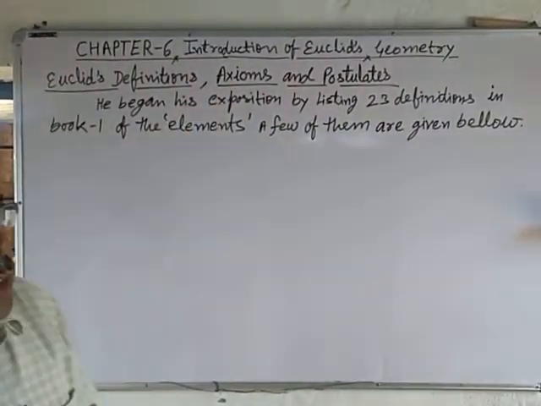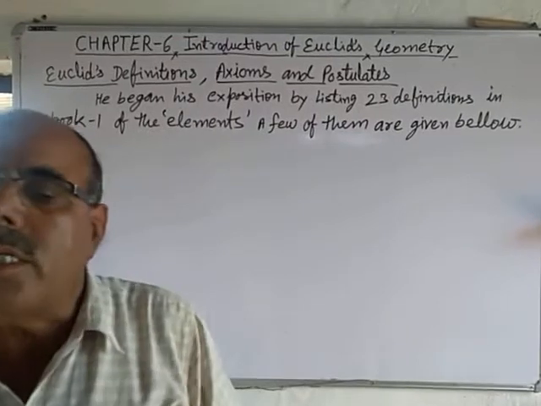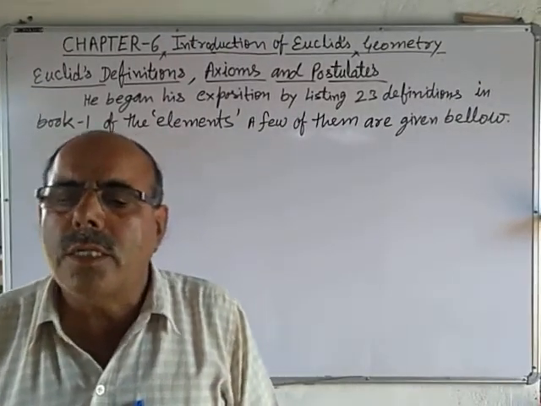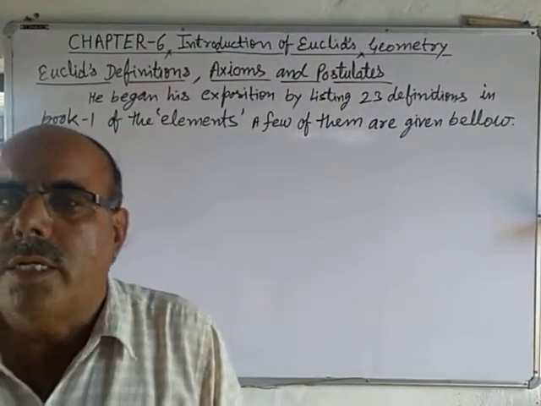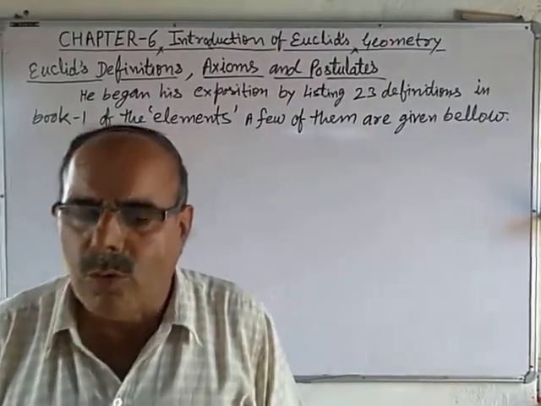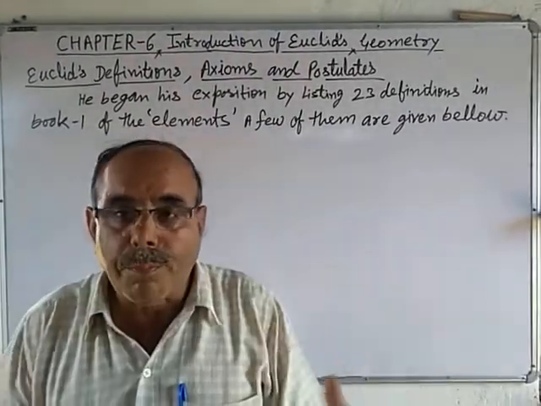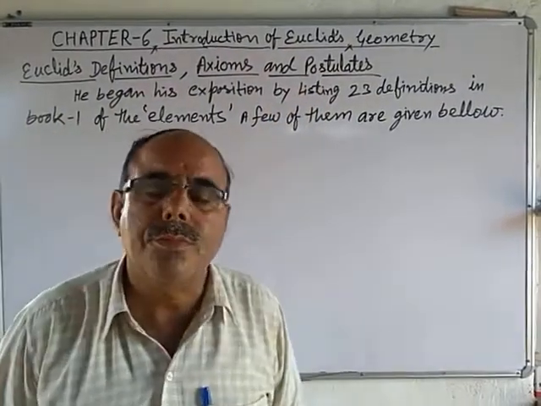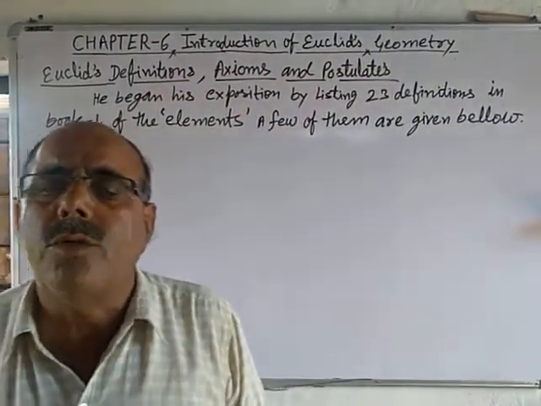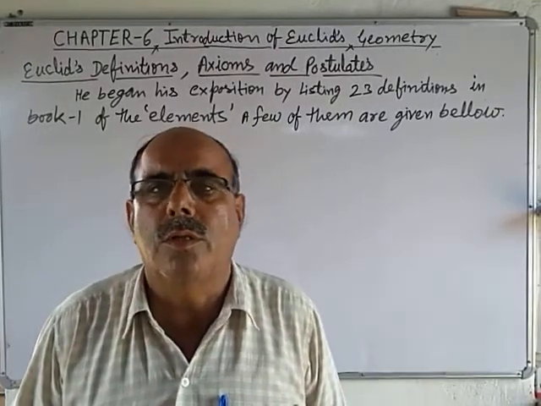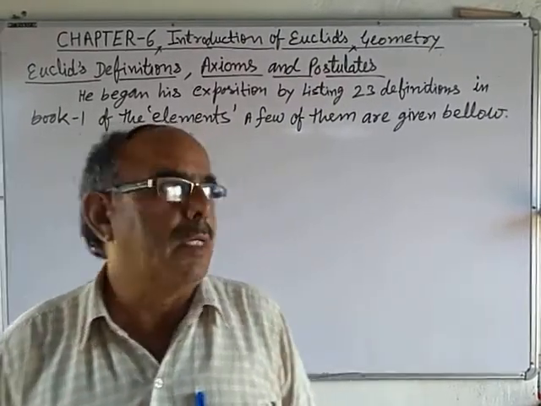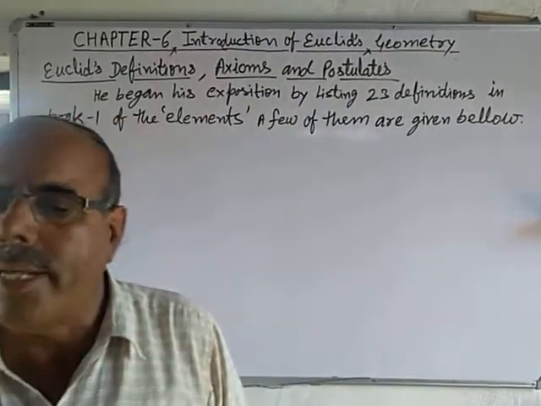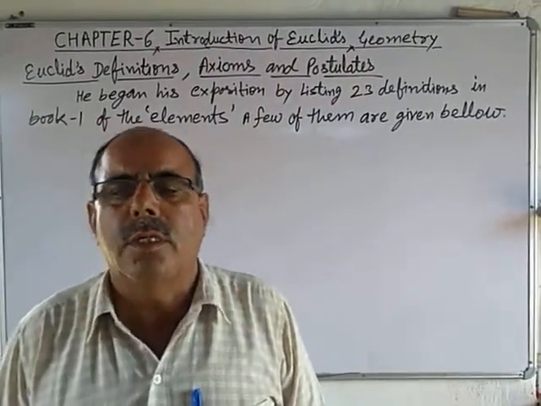Axioms means what he thought, what the traditions and the public thoughts about the surroundings. And postulates are the ideas of the people of those times about the solids, surface, line, points, etc.